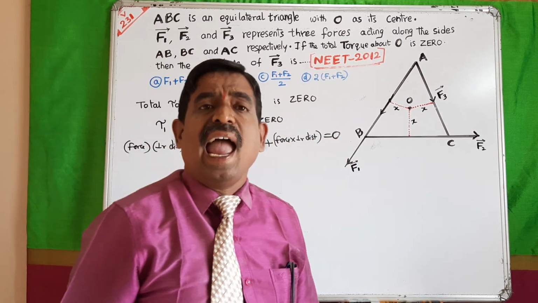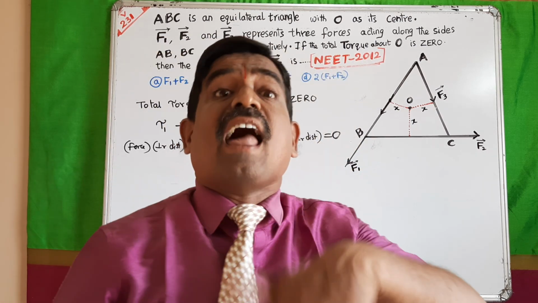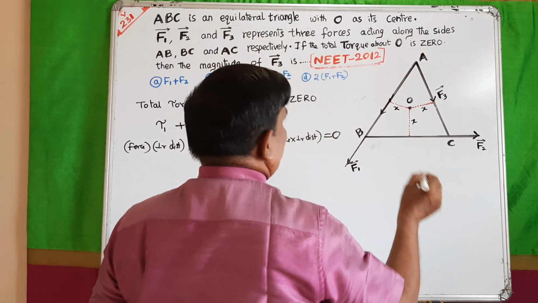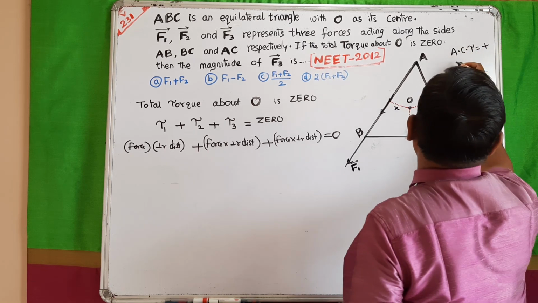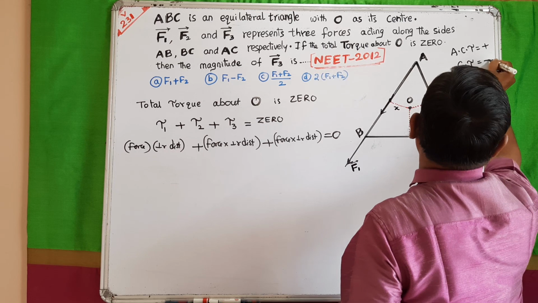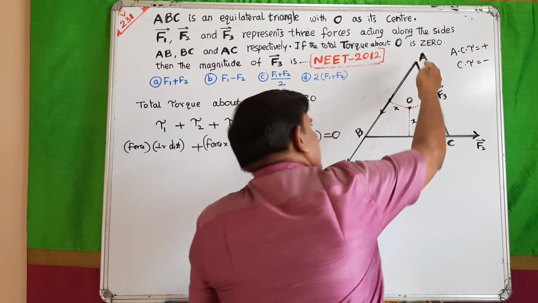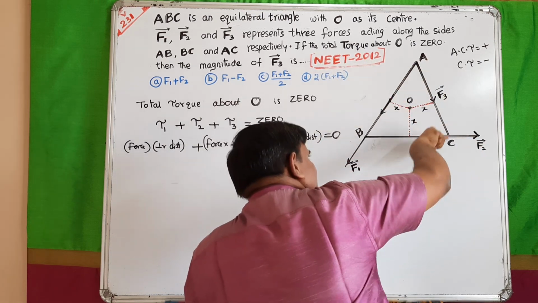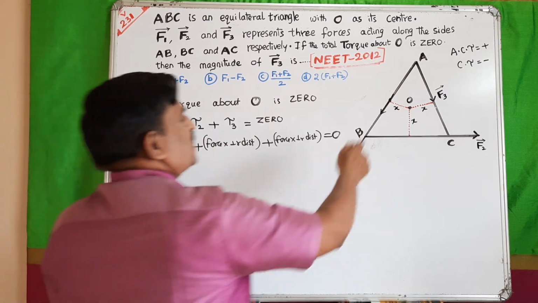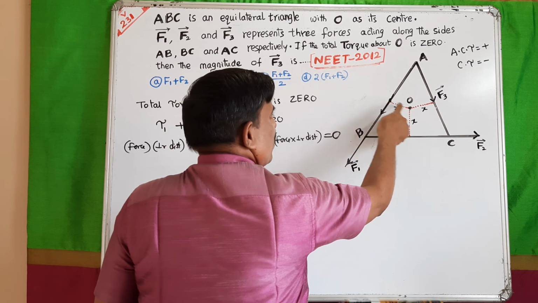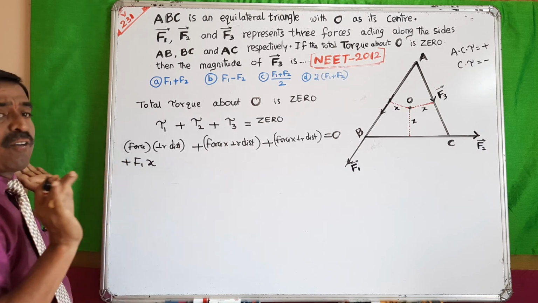Now we know anti-clockwise torque is taken as positive, clockwise torque is taken as negative. Please remember. Now, due to the force F1, it is rotating in anti-clockwise direction about O. This torque is positive. Force into perpendicular distance, force is F1, perpendicular distance is x. F1 into x. It is anti-clockwise torque.